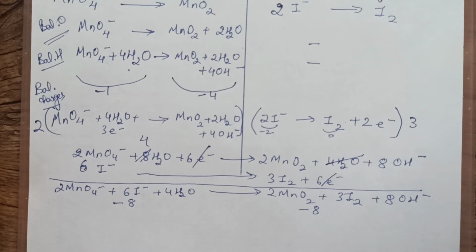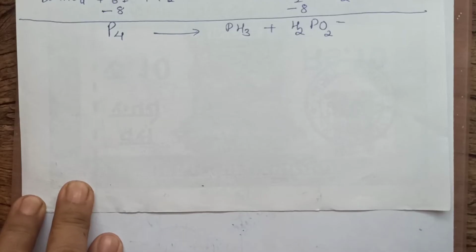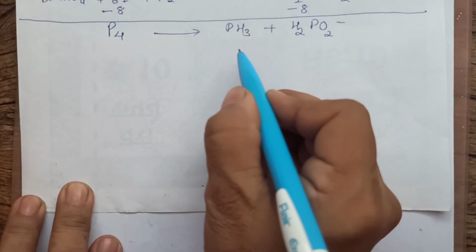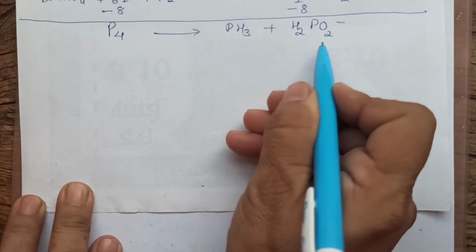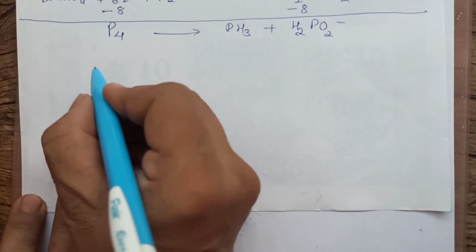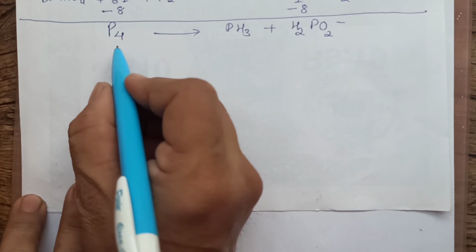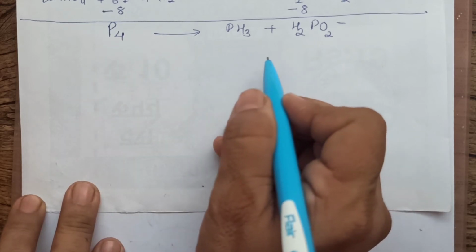Okay. I will take one more equation to balance in the basic medium. We will take another equation. This is the equation P4 forming PH3 plus H2PO2 minus. So you must be wondering, there is only one reactant, 2 products.